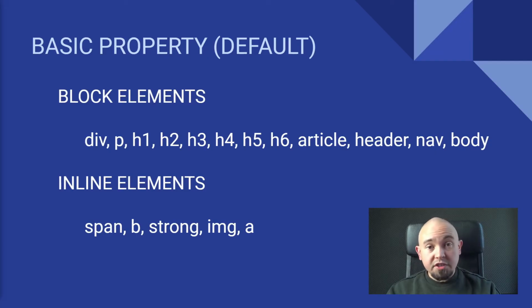But today I want to focus on something else. I want to talk about other properties given by the browser according to HTML5 specification. Every HTML element is specified by the browser as block or inline. Most of the HTML elements are block by default, for example, div, h1 to h6, article, header, nav, or the body. We also got inline elements in HTML such as span, B, strong, img, or the A tag.